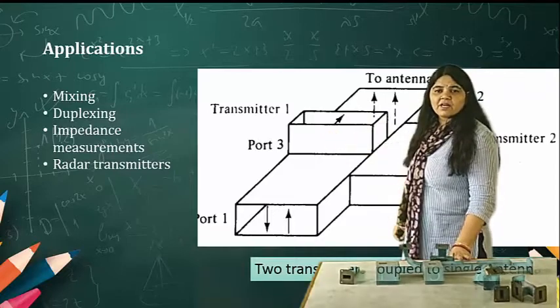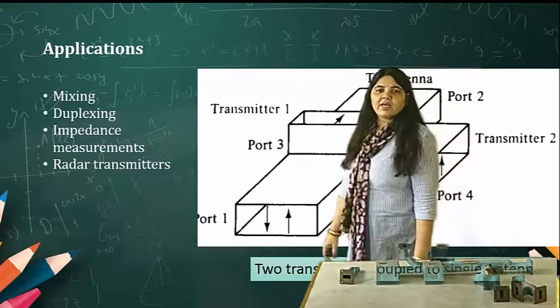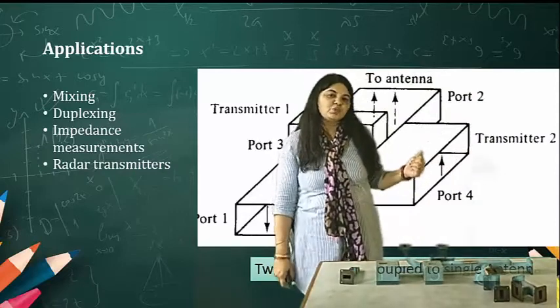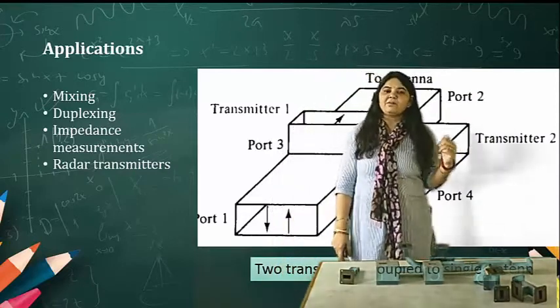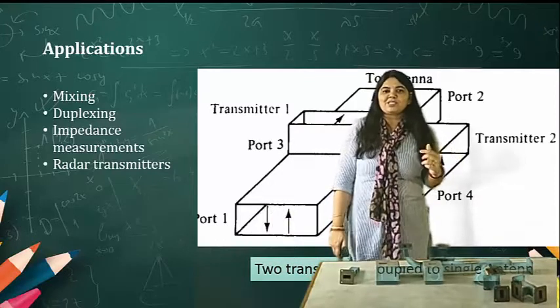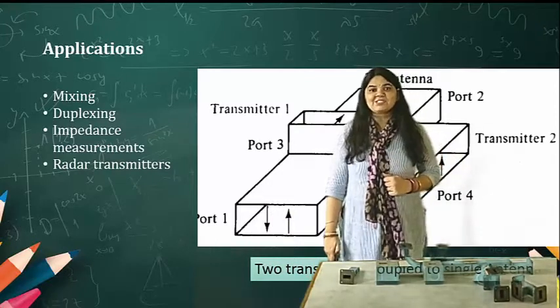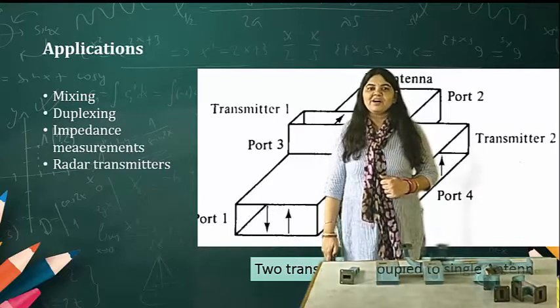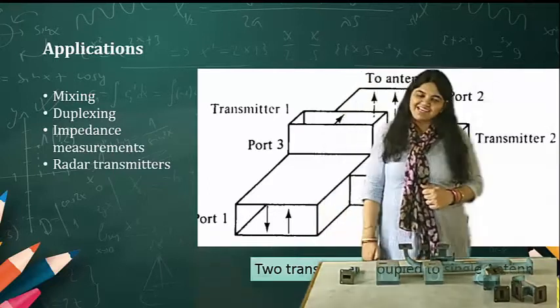This is transmitter 3, and over here you can see transmitter 2. So this way the magic T is used in many applications to transmit the power in the case of microwave devices.